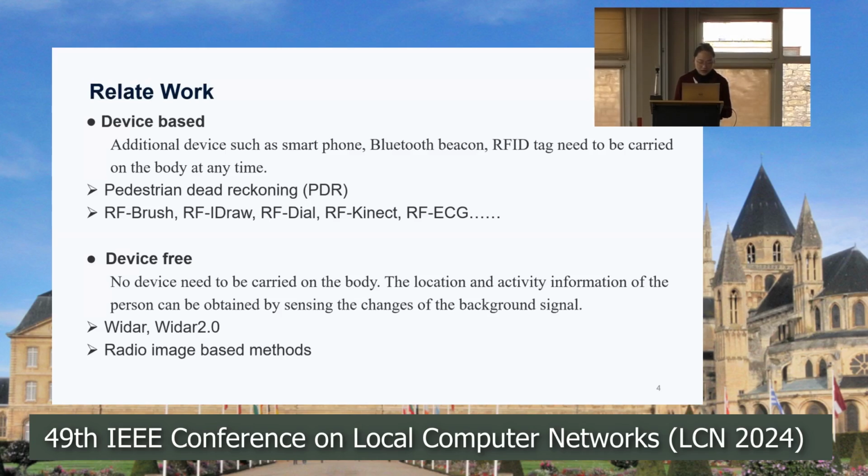Considering the inherent defects of the device-based methods, more researchers began to seek solutions in a non-intrusive way. Thus, the device-free approaches came into being. For example, WiDER and WiDER2 were proposed for passive human tracking, which achieves decimeter-level localization. Gesture recognition was also studied using machine learning, deep learning, or radio image-based methods.